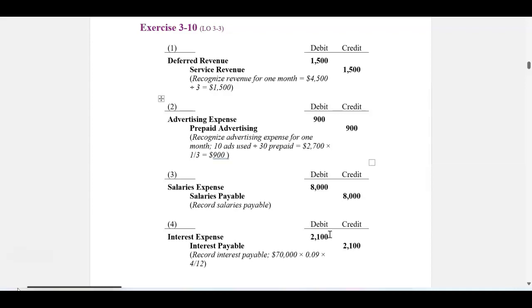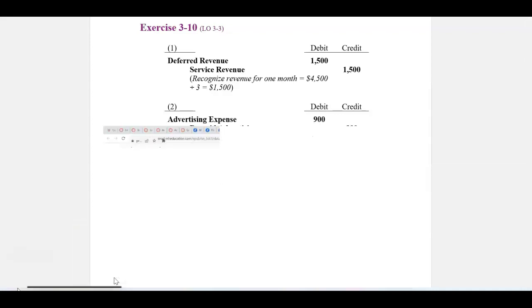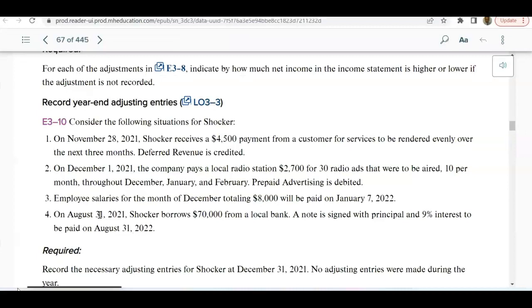Professor, really quick, do you know why there's 4 months? I don't know. Let's read the question again. So it says August 31st. If it says August 31st, that means August is not included. So we have September, October, November, December. 4 months.